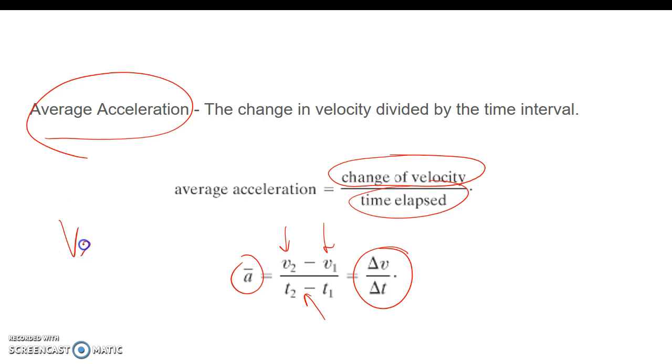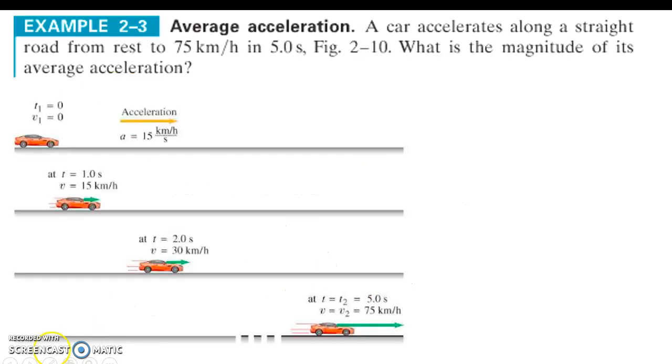Acceleration is a vector, which means it'll be positive or negative. It will have a direction because velocity does.